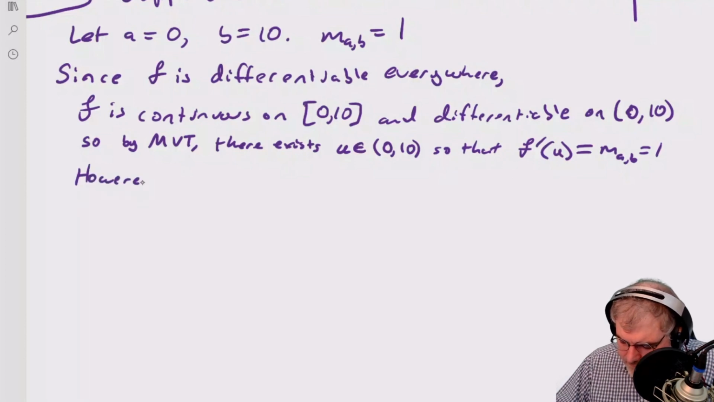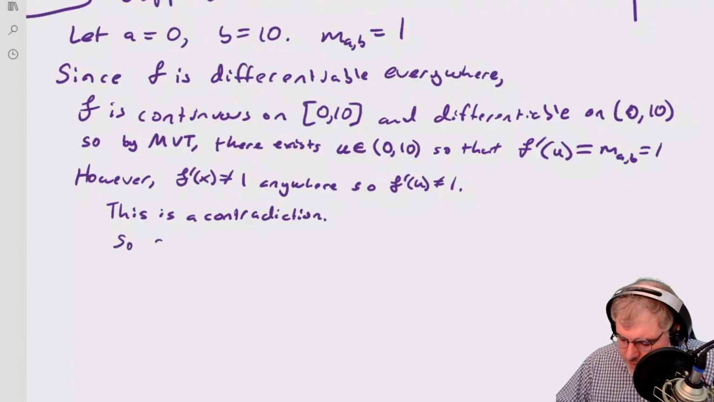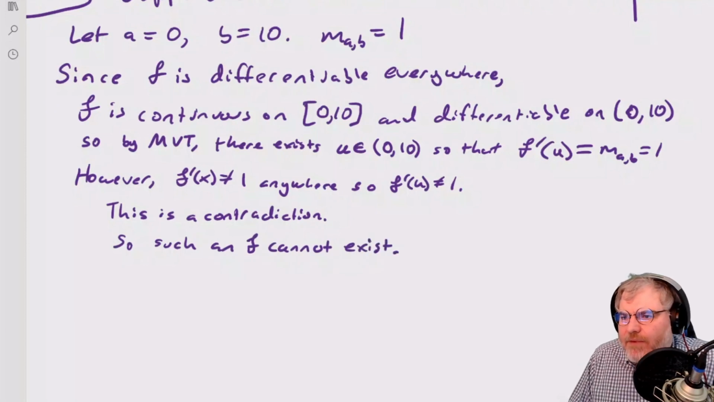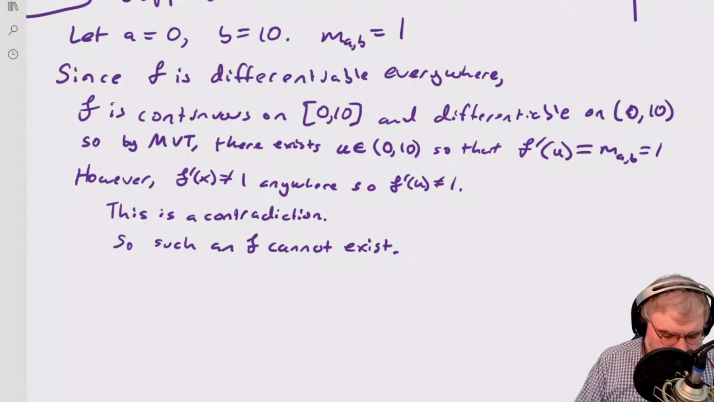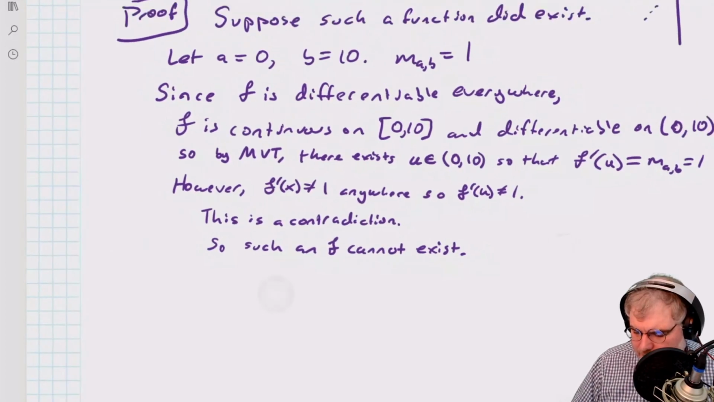However, f prime of x does not equal 1 anywhere. So f prime of u does not equal 1. This is a contradiction. So such an f cannot exist. Okay, how do we feel about that one there, 1 to 5? So this is question 3. It's question 3, right?